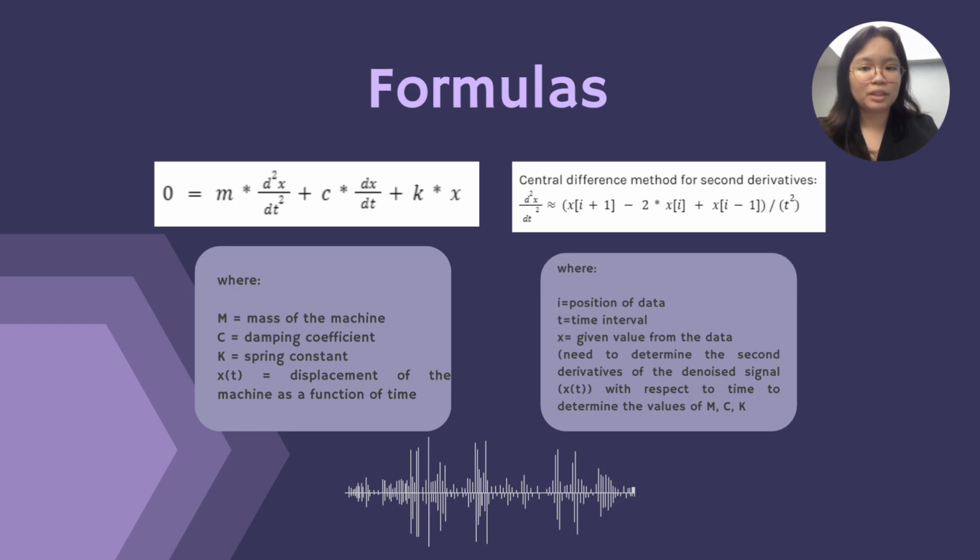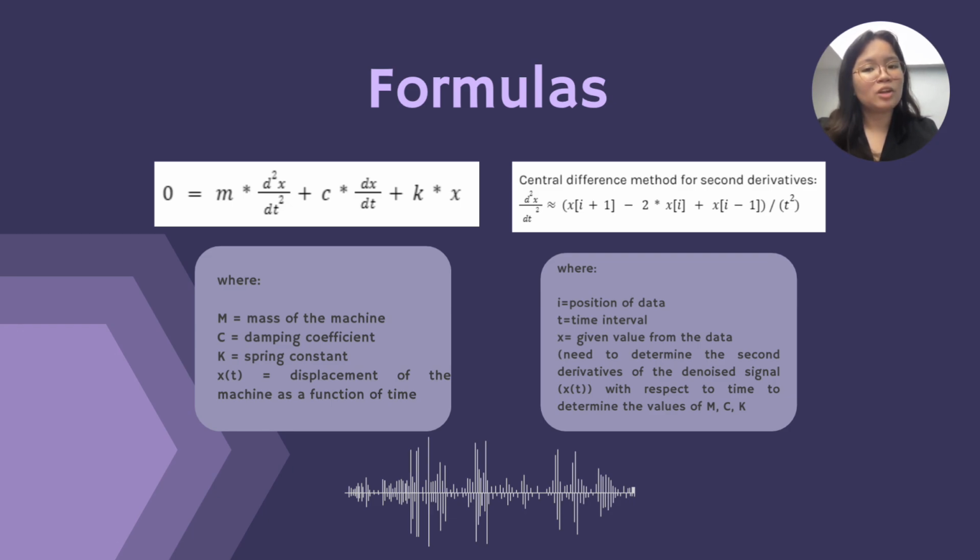The term x sub t denotes the displacement of the machine as a function of time, with d squared x over dt squared being the acceleration and dx over dt being the velocity. The second formula uses the central difference method to approximate the second derivative of the displacement function x sub t. This numerical technique is particularly useful when working with discrete data points from an accelerometer.